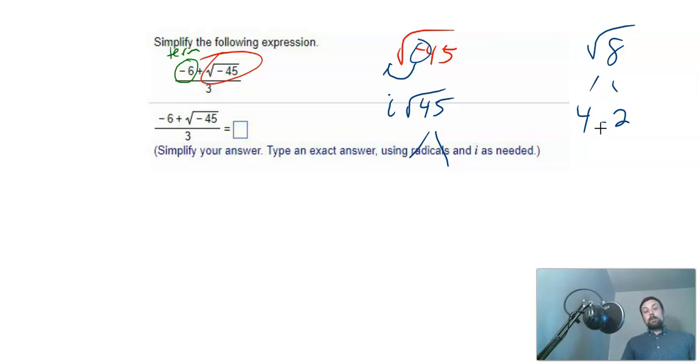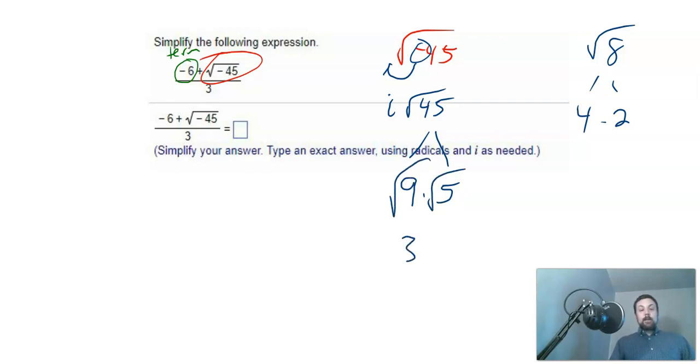45, we have some choices, right? We could do 3 times 15. We could do 9 times 5. So how do we split up 45? You want to split it up as 9 times 5, right? Because you can take the square root of 9. I'm sorry, I have the worst time writing 5s on here for some reason. And so we want to do 9 times 5 here.